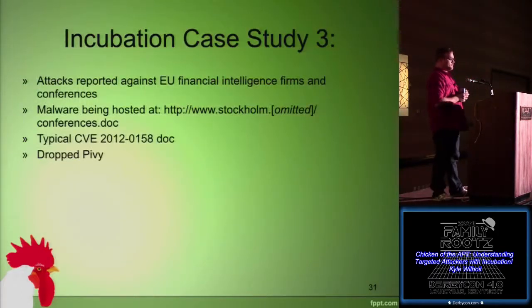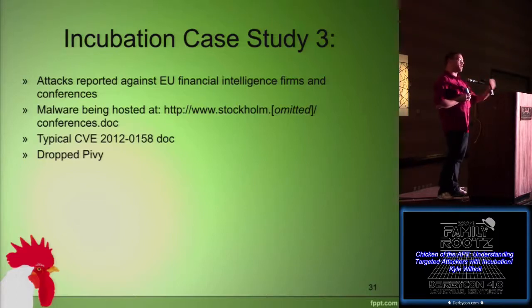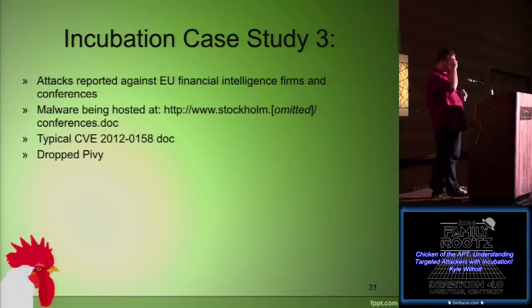Now for the third case study. These were attacks reported against a European financial intelligence firm in conferences. So this is actually a financial intelligence conference, and they're targeting the actual individuals within the conference. And we'll get into some of that. The malware was hosted at, and I omitted the last piece because I don't know if I was able to put that or not. If you do a little bit of VirusTotal searching, you'll find it pretty quick, I think. It was the typical CVE-2012-0158, so the same targeted CVE crap that every targeted attacker still uses. And it dropped Poison Ivy.